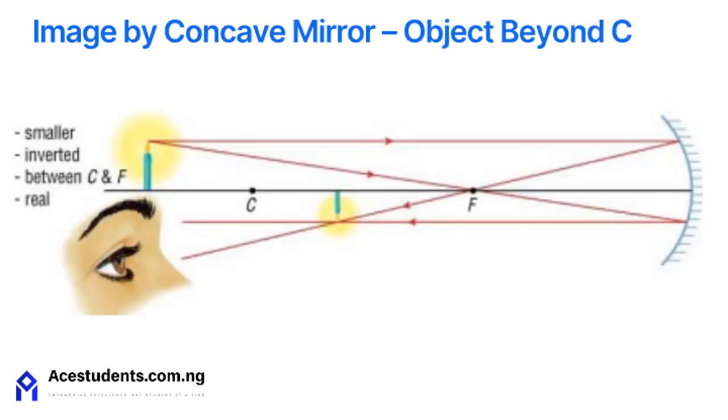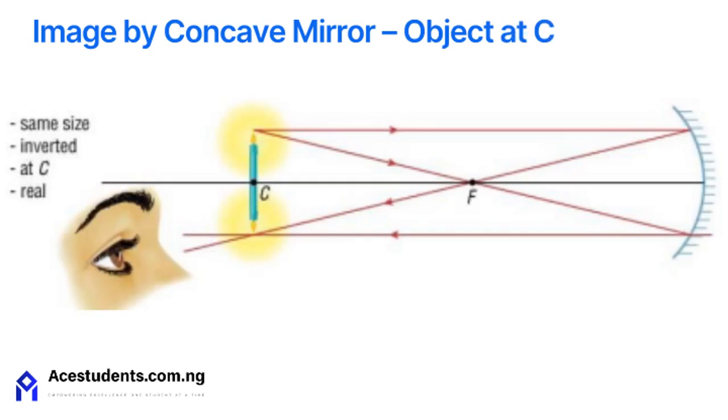When the object is placed beyond the center of curvature, the reflected rays converge between the center and the focus. This forms a real image because the rays actually meet at a point. The image is inverted and smaller than the object. This principle is applied in devices like telescopes. Ray diagrams clearly show this convergence beyond C.